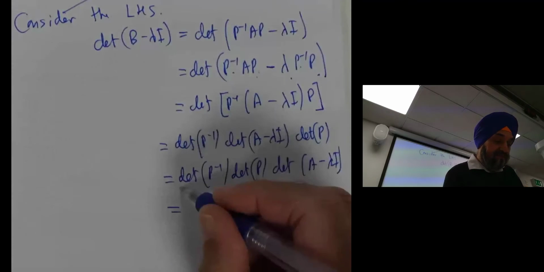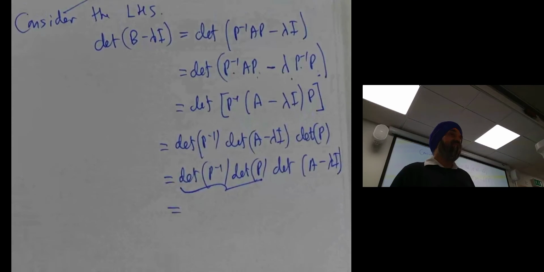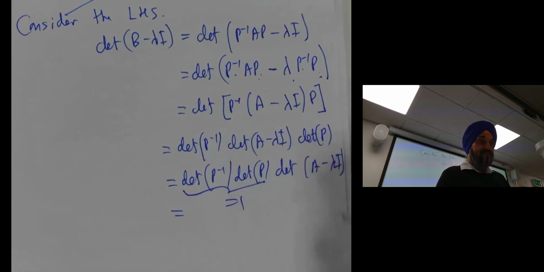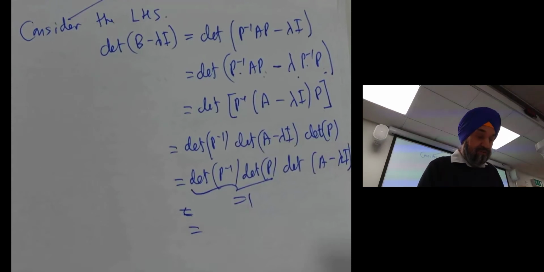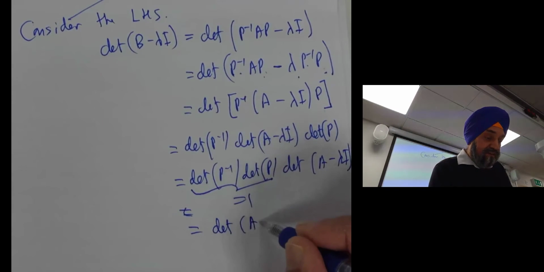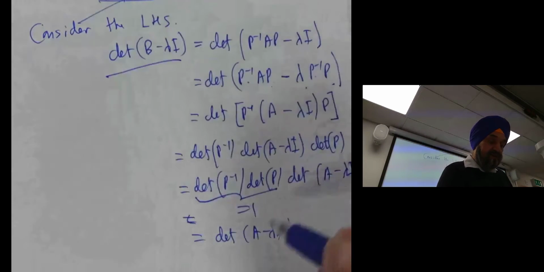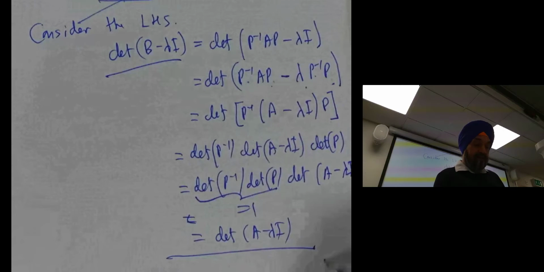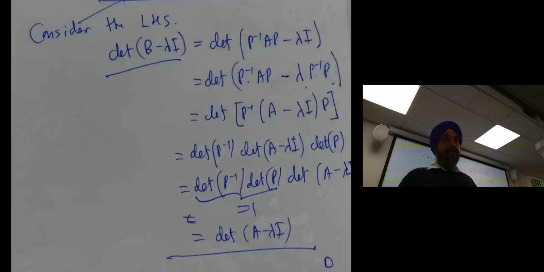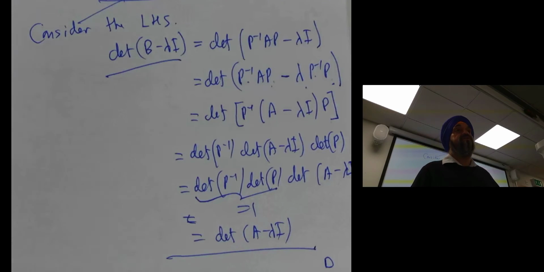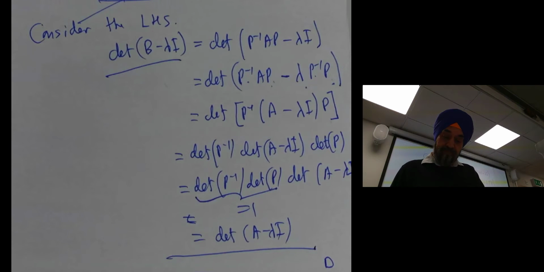What do you think this determinant is going to equal? You know this one. Determinant of I. What's determinant of I? Well, it's 1, isn't it? Yes, the determinant of I is 1. So this is equal to 1, and you end up with the determinant of A minus lambda I. So you've shown that determinant of B minus lambda I is determinant of A minus lambda I. And that's your proof. So you've got the same equation. That means if A and B are similar, you've definitely got the same eigenvalues.